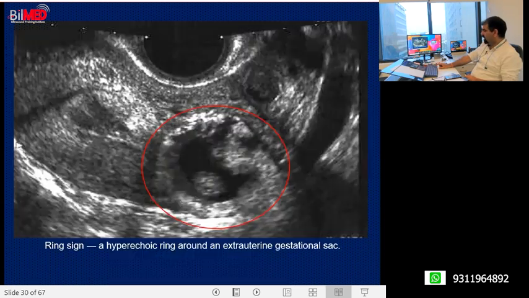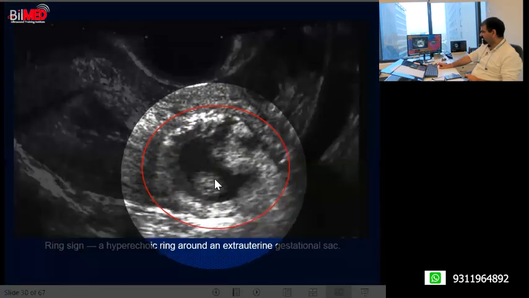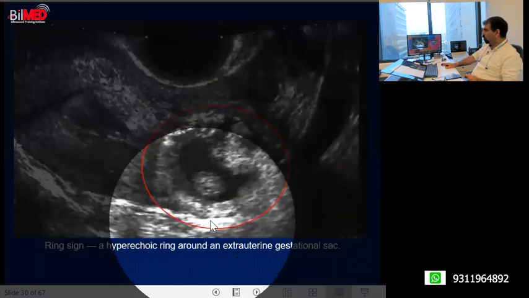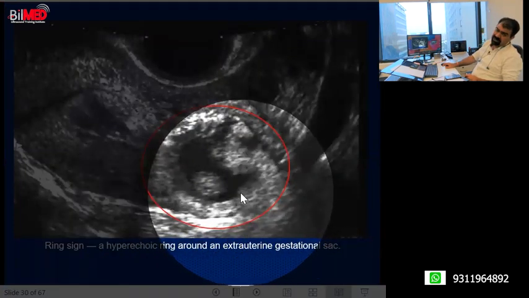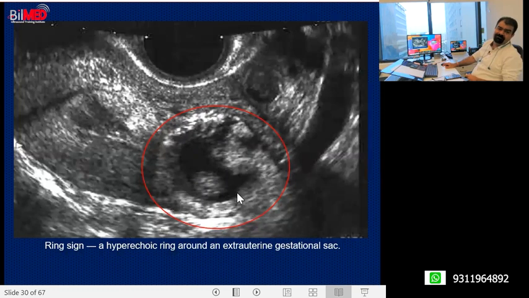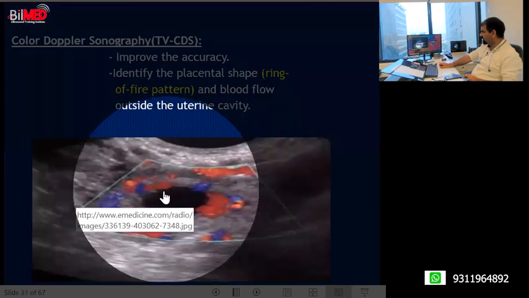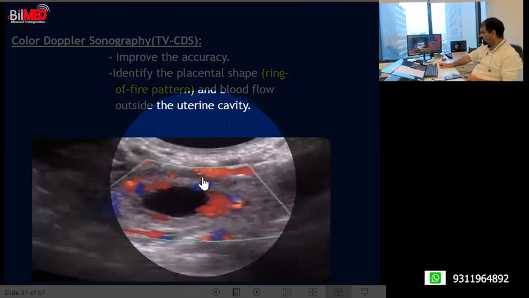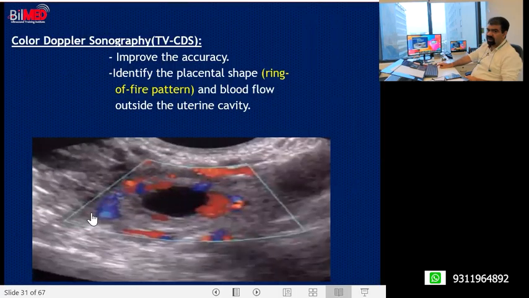Now, if I put a color box on this cystic lesion having these decidual reactions, what will I expect? I will expect that the flow should come, if it is a gestational sac. So the next point is that I will be putting the color Doppler. If there is flow surrounding this cystic lesion, that further boosts my diagnosis.